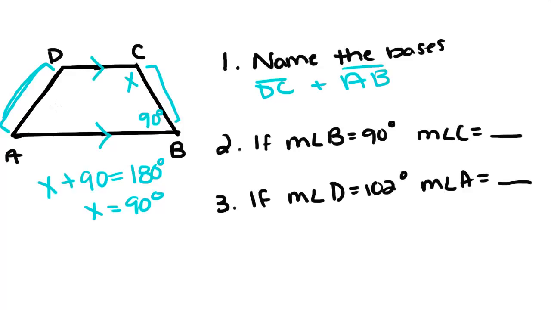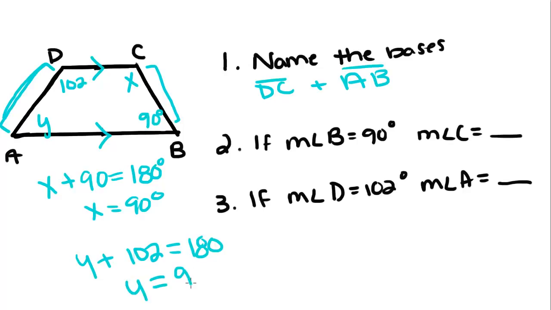If D is 102, what's the measure of A? So y plus 102 equals 180. Subtract that over and you get 98. Sorry, you get 78.